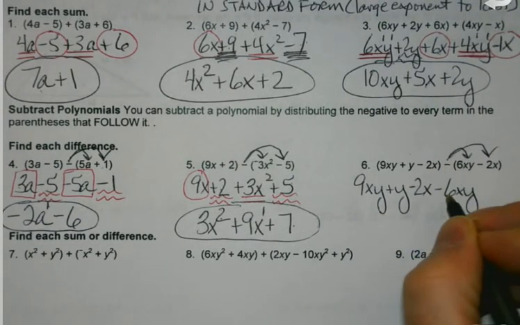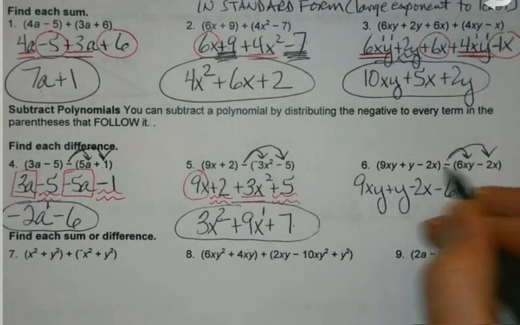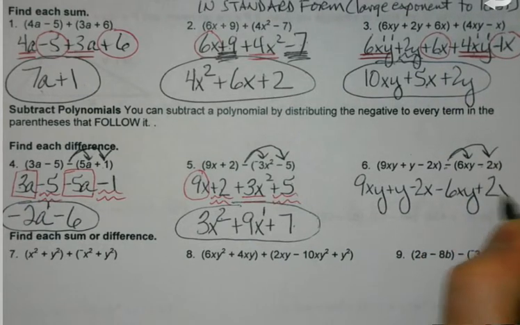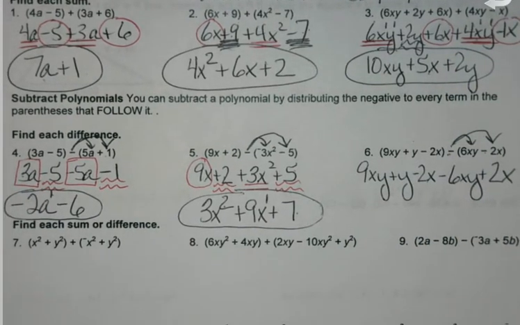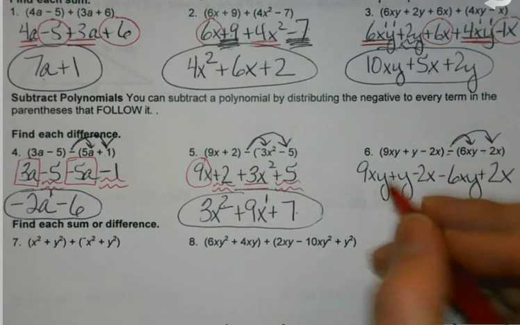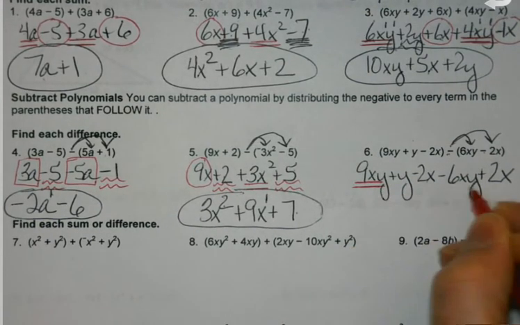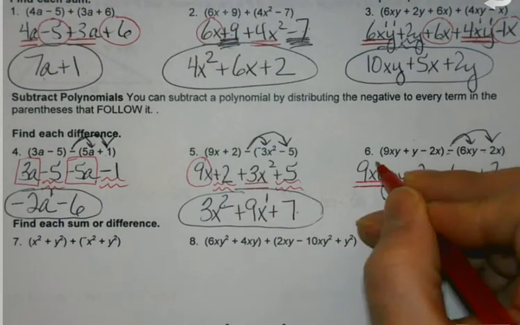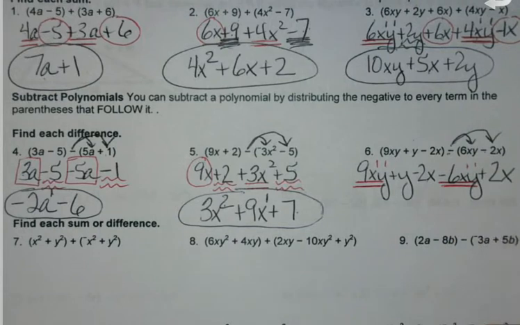so that becomes negative 6 or minus 6, and negative times negative is a positive 2x. And just like before, I got to take a moment to pause and look and say, okay, where's my largest degree going to be? Well, it's going to be with the ones that have xy, because xy has a degree of 2.